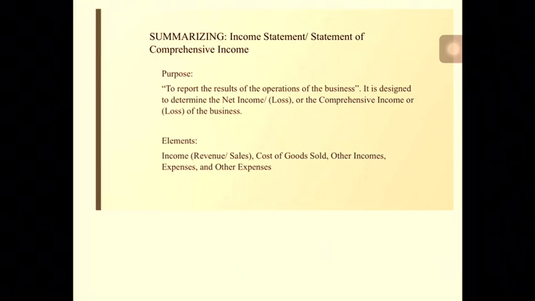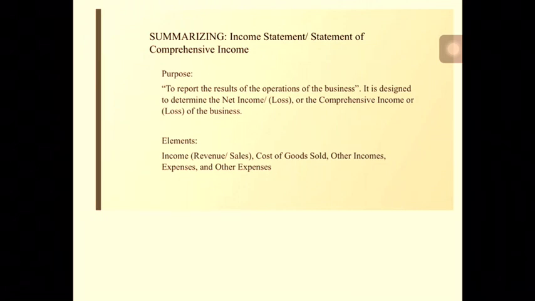Basically, the only way for us to determine how well the business performed is computing whether the operations resulted in a net income or a net loss. There is a net income if the total income of the business is more than the total expenses of the business.